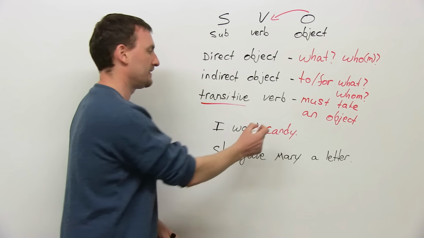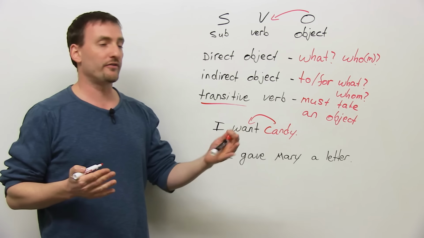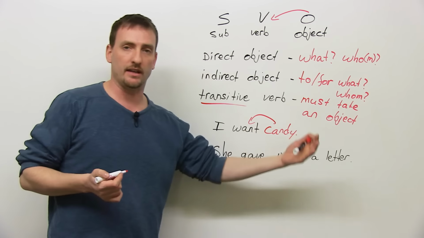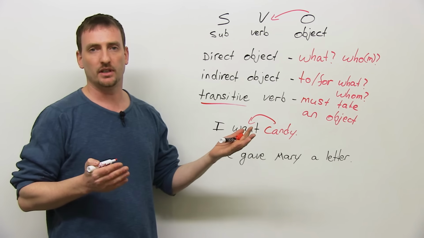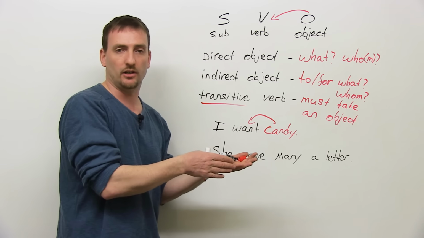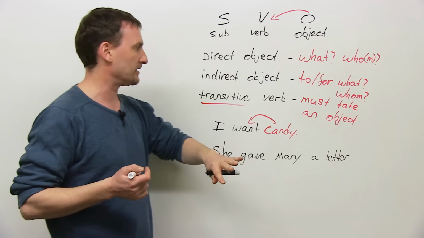Now it's complete because it answers the question what about want. Not all verbs are transitive. Some are intransitive, means they don't take an object. Some are called ambitransitive, means in some situations they take an object. In some situations they don't take an object. But that's for a different lesson altogether.